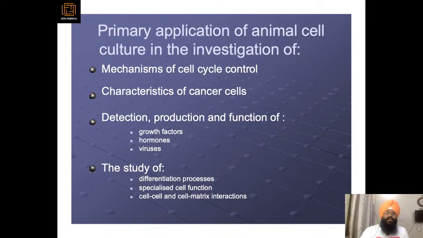Primary applications of animal cell culture are investigating cell cycle control, structures of cancer cells, detection and production of growth factors, hormones, viruses, the study of differentiation processes, specialized cell functions, and cell-cell and cell-matrix interactions. All these things have to be taken care of.